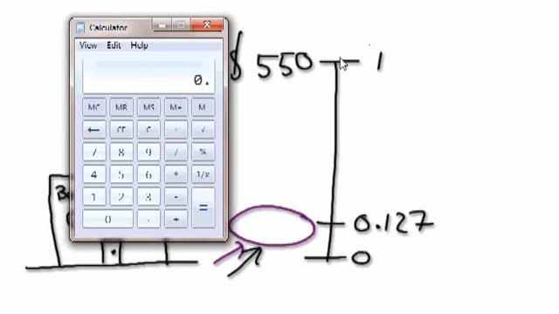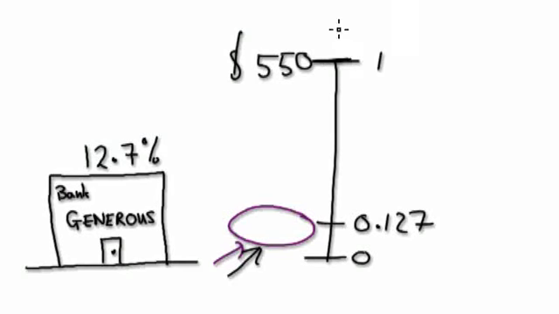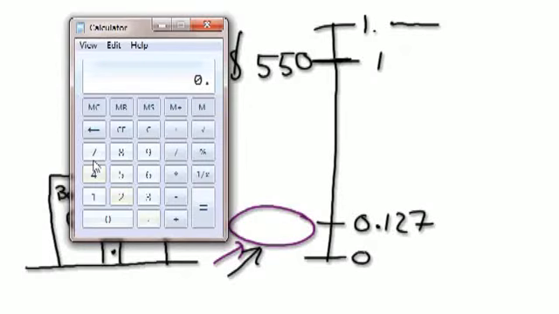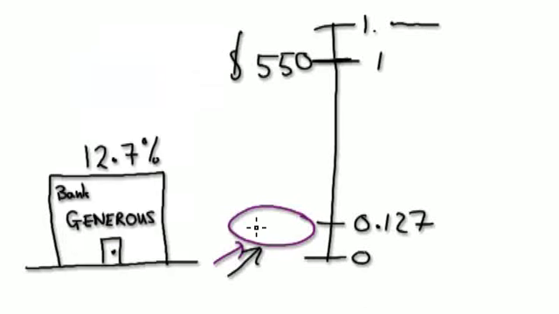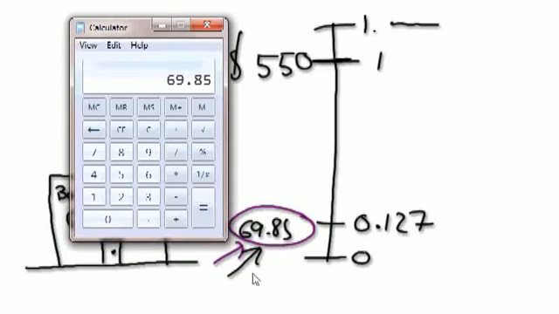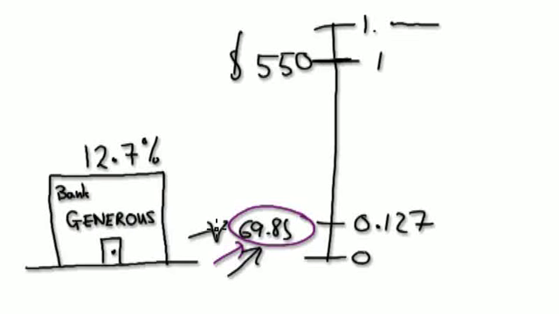The other ones, you have more money than your original. That's why the other one was 1 point something. This one's going to be less, so it has to be 0 point something. So 0.127 times the original, which is 550, equals 69.85. Let me double check. Yeah. So this is the amount of interest that you earn for doing nothing.